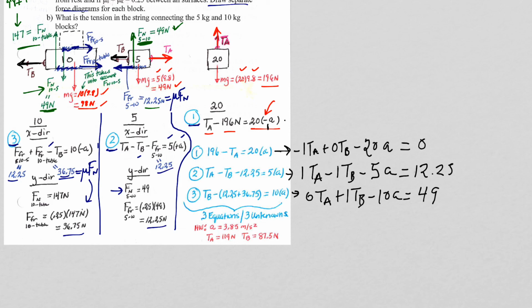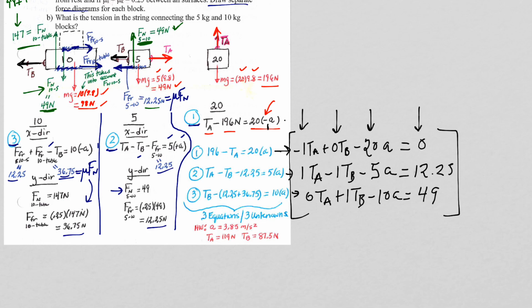So there is my 3 by 4 matrix. So the first column is going to be negative 1, 1, 0. The second column is going to be 0, negative 1, 1. The third column is negative 20, negative 5, negative 10, and then the fourth column is going to be 0, 12.25, and 49, and then the YouTube video is going to show you how to plug that into your calculator.